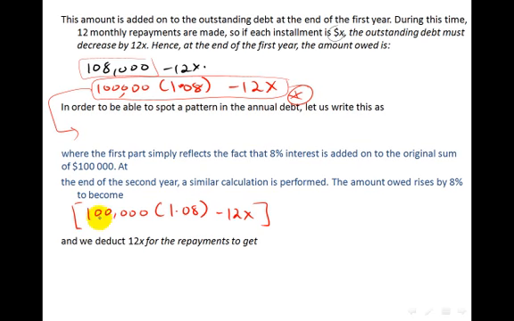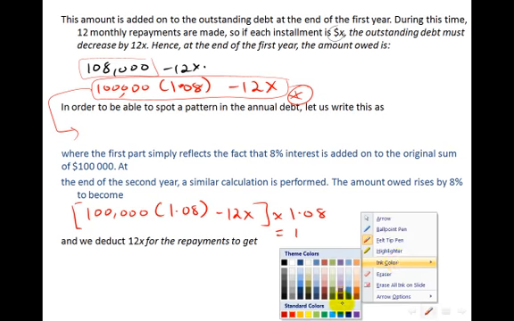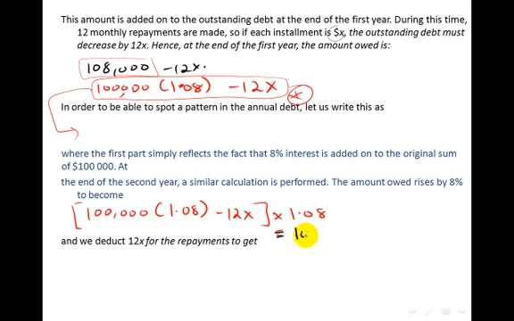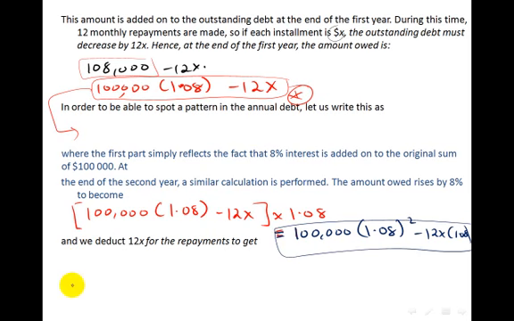In the second year, you'll have what's left from the first year multiplied by the interest, which is 1.08. I'll change the color so that things will be clear. What will be left is 100,000 times 1.08 times 1.08, which is 1.08 squared, minus 12X times 1.08. We deduct a 12X from this amount. You're going to deduct 12 payments.